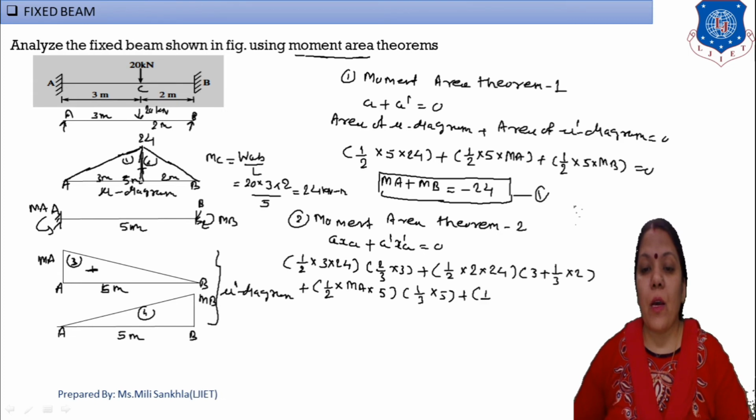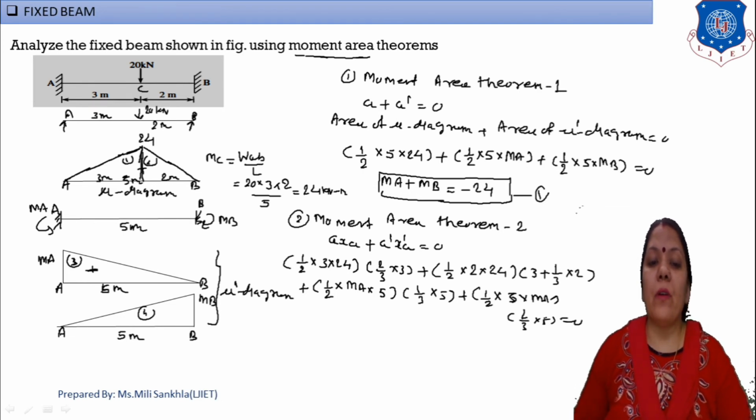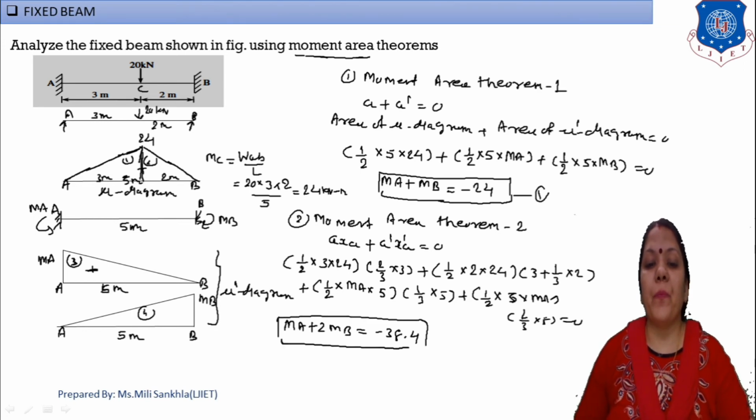Okay, 1/2 into 5 into MB, and CG is equal to 2/3 into 5 is equal to 0. After solving this calculation, the answer is MA plus 2MB is equal to minus 38.4. Okay, this is my second equation due to moment area theorem number 2.